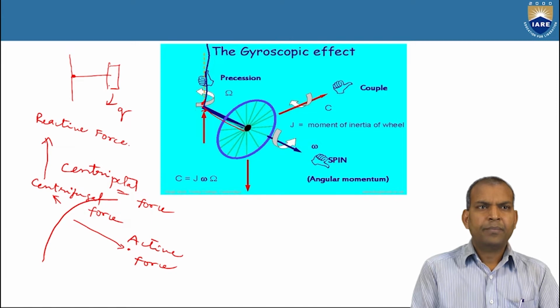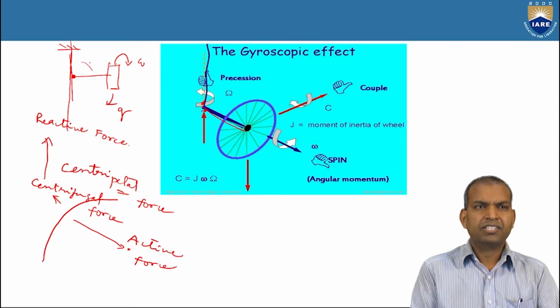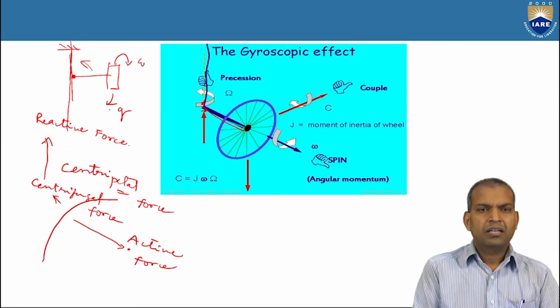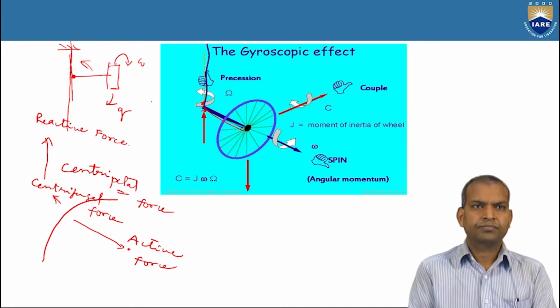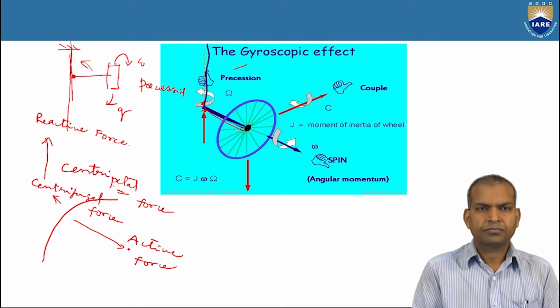But if you give some angular motion or angular rotation to this wheel and hang the other end to a thread or a rope, then leave it, it rotates about this vertical axis. That motion is called precessional motion.